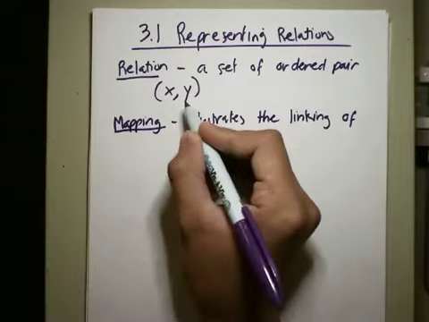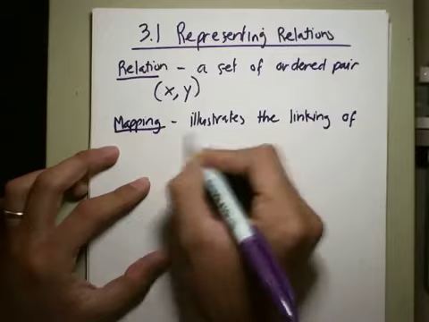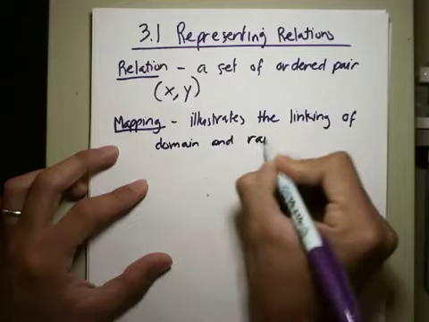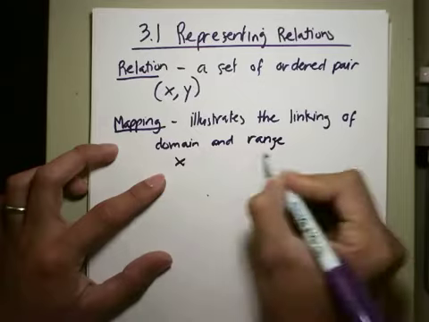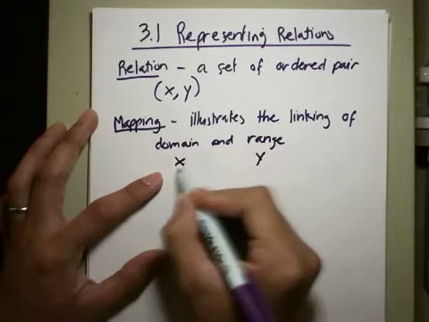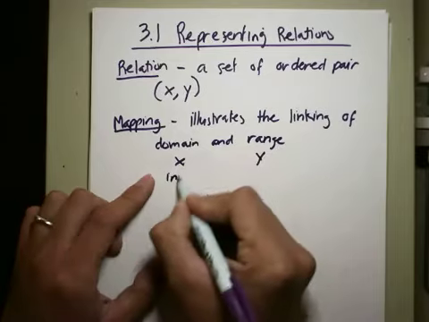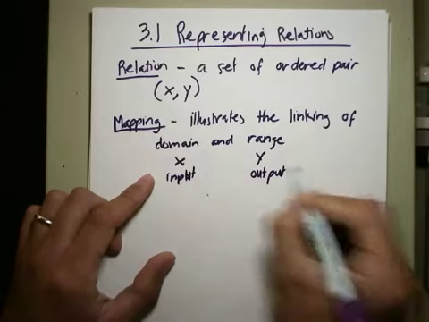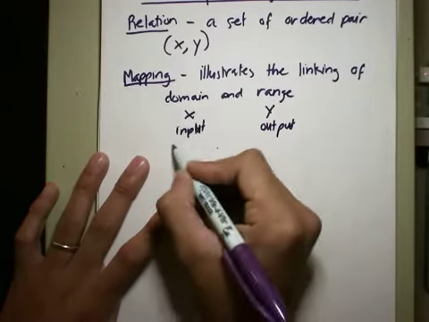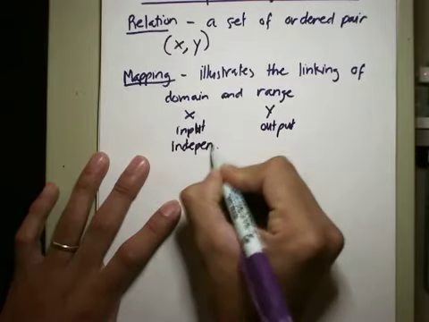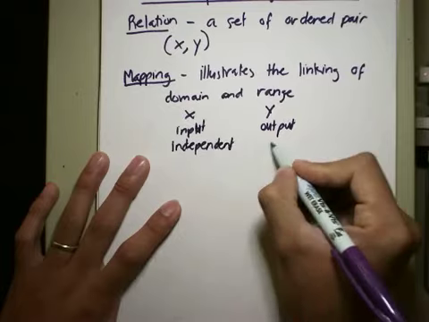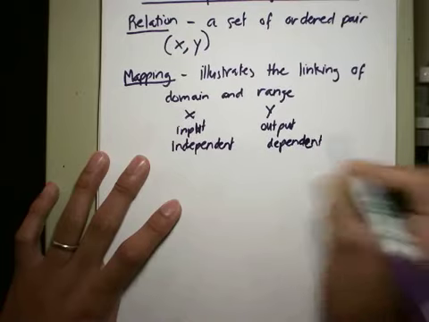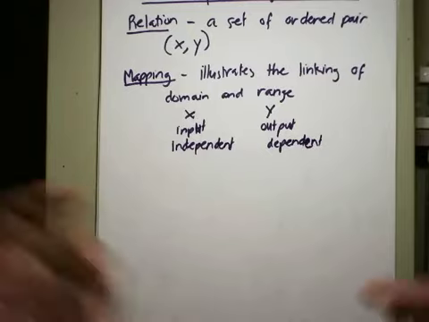Okay. The linking of the domain. I'm just going to use the big words here. Domain and range. Don't forget, domain means x and range means y. Vice versa. You know how we can also use x as your input, y as your output. Now, another name for this is also known as independent versus dependent. Okay. So I'm trying to review all the names for you here. So it's illustrate the linking of a domain and range.